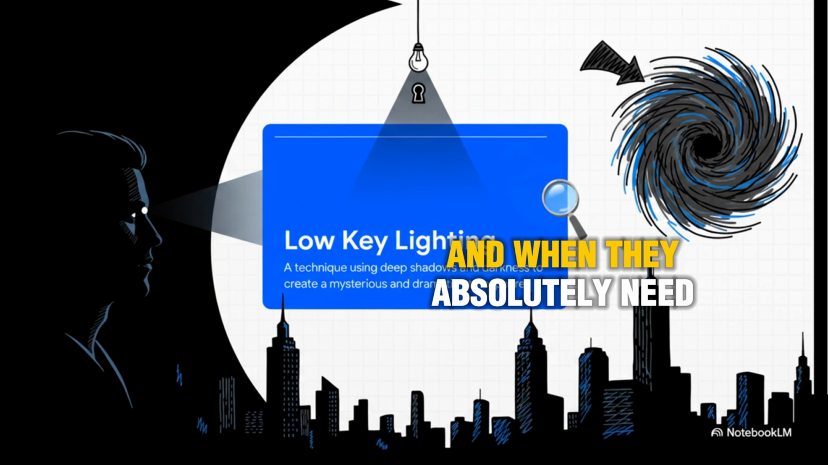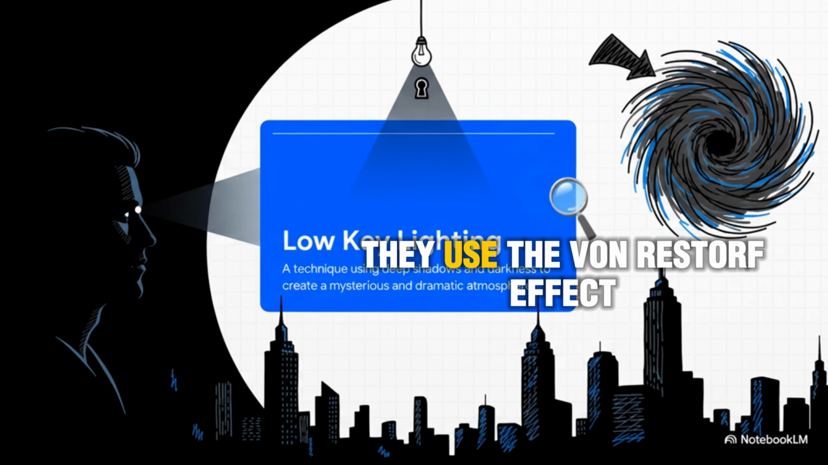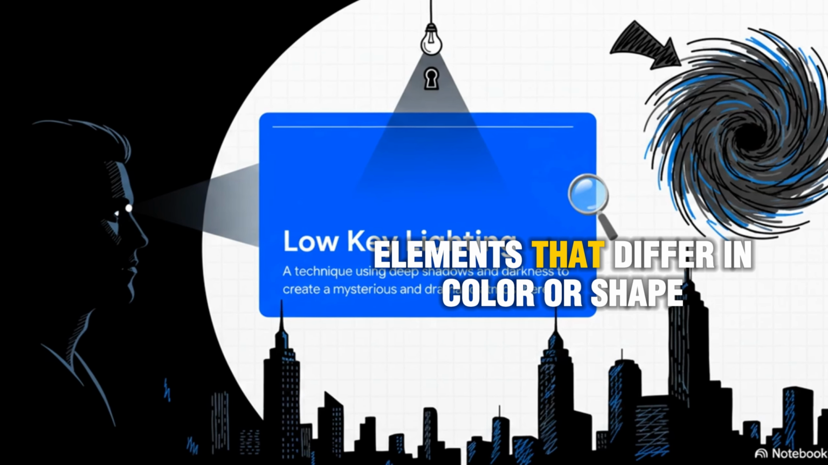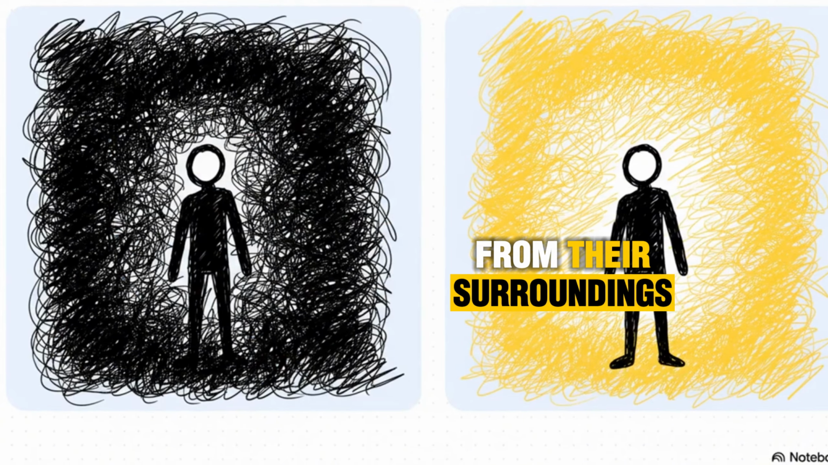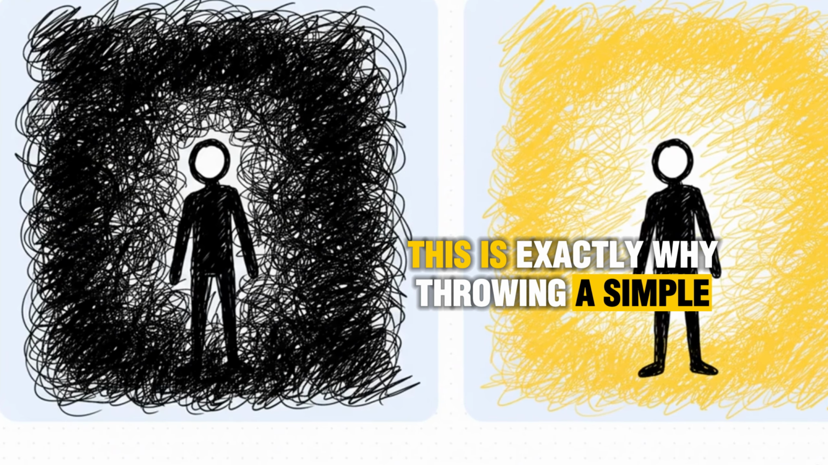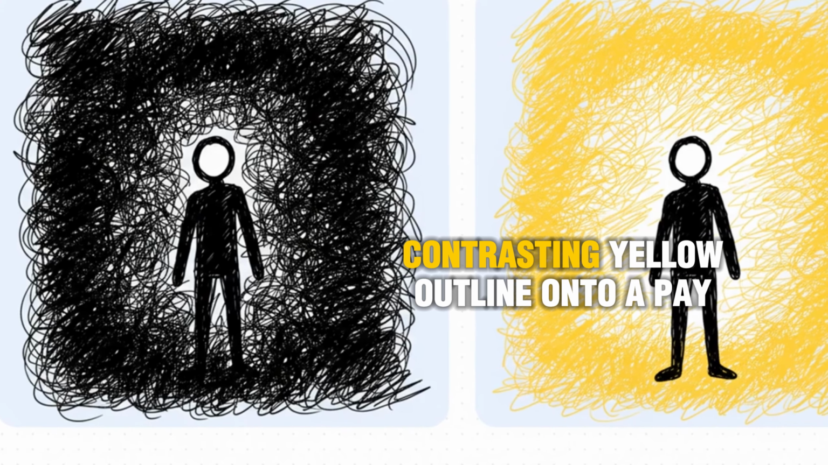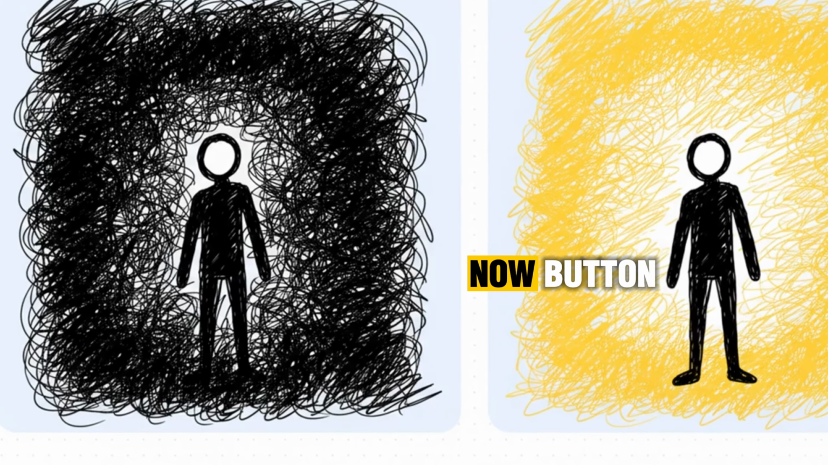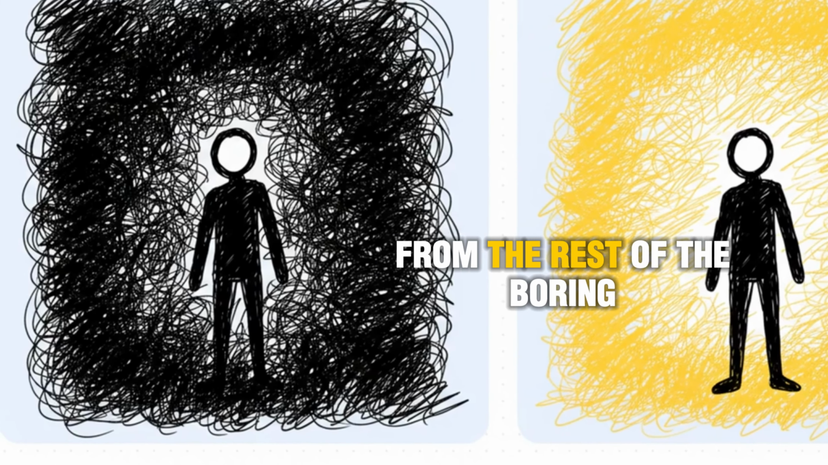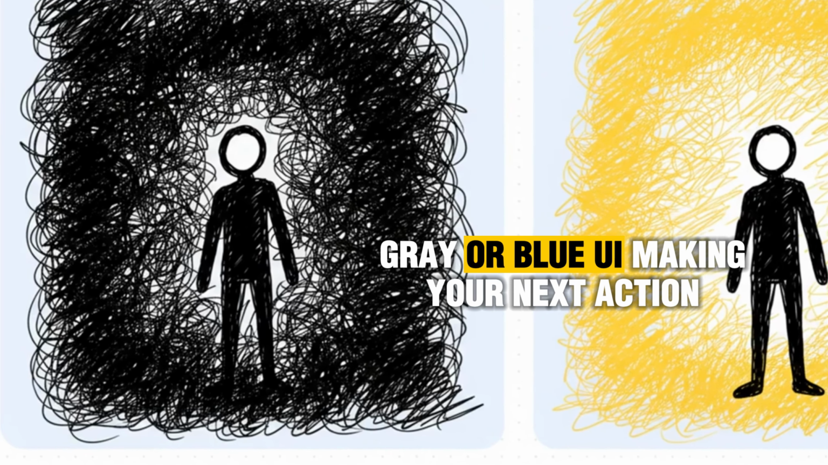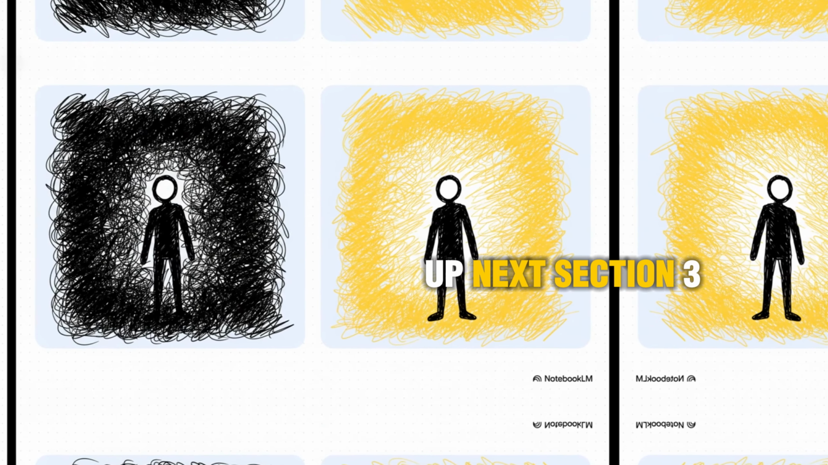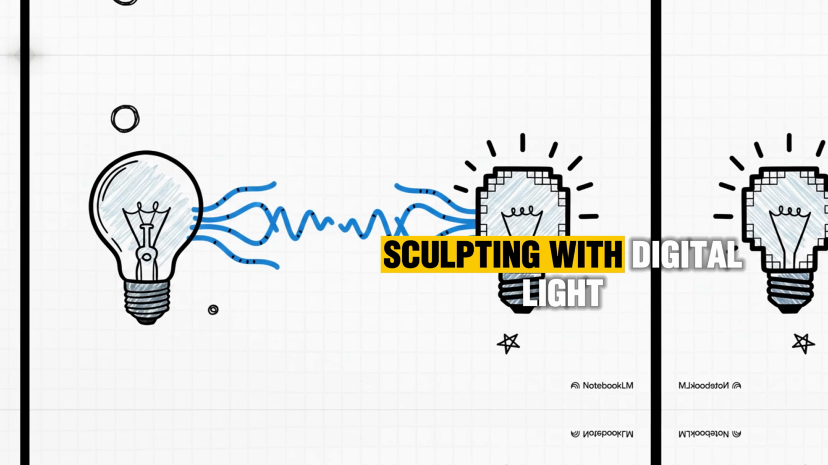And when they absolutely need us to click a specific thing, they use the von Restorff effect, also known as the isolation effect. Elements that differ in color or shape from their surroundings are instantly easier to remember and recognize. This is exactly why throwing a simple drop shadow or a super bright, contrasting yellow outline onto a Pay Now button grabs your attention so fast. It isolates that specific button from the rest of the boring gray or blue UI, making your next action blindingly obvious.